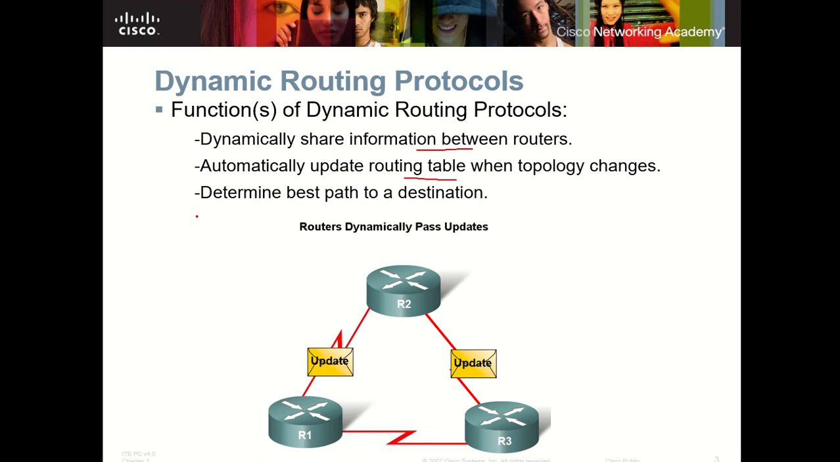What else? Another function sa atong dynamic routing protocol is to determine the best path to the destination. So again, isa ka function niya, no? Automatic ang iyang updating. Like for instance, na changes sa R2, like na bag-ong connection dinhi. So with the use of dynamic routing protocol, automatically i-update niya ang other routers nga naay changes sa iyahang network.